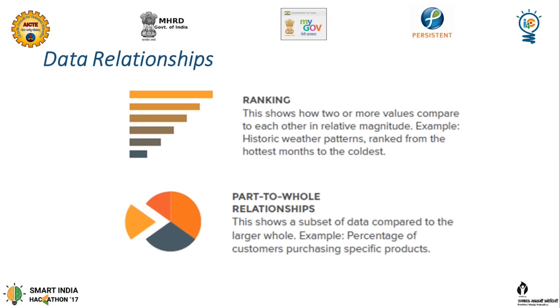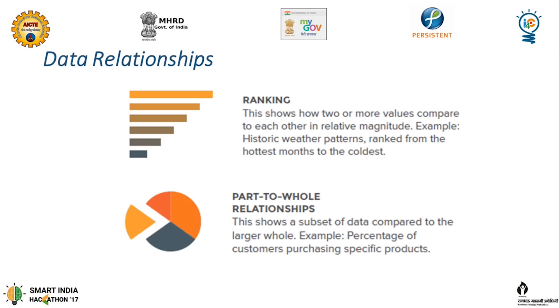The next relationship is part to whole, where there are part figures and we want to compare those with whole figures. So this shows a subset of data compared to the larger whole. For example, the percentage of customers purchasing specific products. If we have a suite of products and customers, we can plot a graph, and normally in this case it's a pie chart. Each slice represents one customer, and the slice represents the percent of the purchase by that customer, and from it we can immediately analyze who is the important customer for us. The larger the slice, the more important the customer. That's how it will be easy for us.